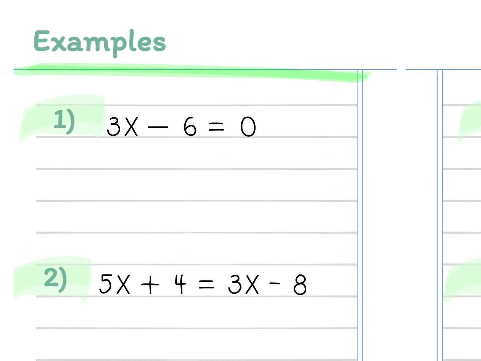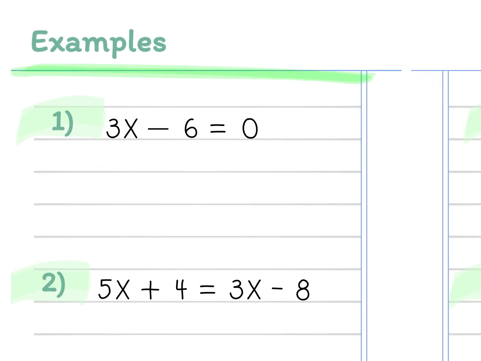So looking at number 1, if I have 3x minus 6 equals 0, the goal here is to get the x by itself. To undo this equation and get the x by itself, we're going to do the inverse operations. So the opposite of minus 6 is plus 6. We're undoing this equation, so we do any addition and subtraction first. So 3x equals 0 plus 6, which is 6.